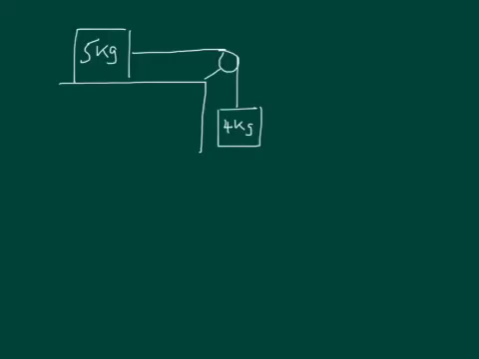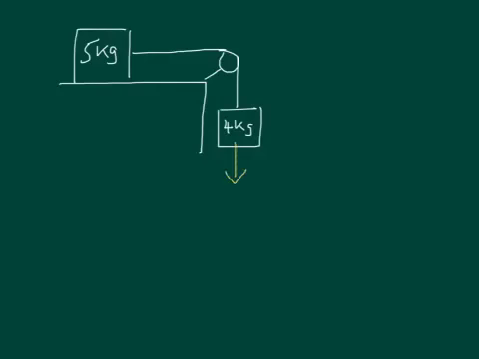Here we've got two particles, one of 5 kilograms and one of 4 kilograms, and they're connected by a light inextensible string that runs over a smooth pulley. For this question there's no friction anywhere. What are the forces acting?